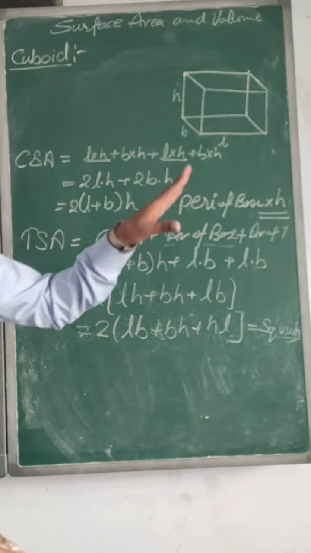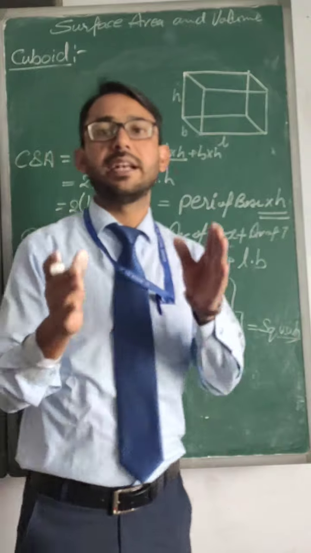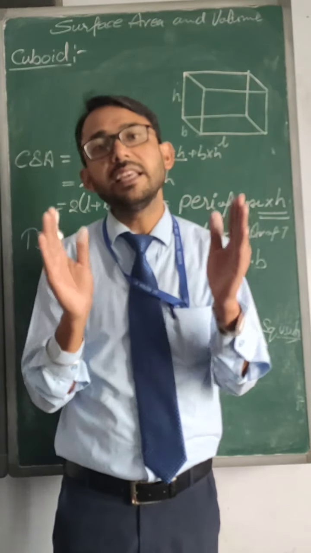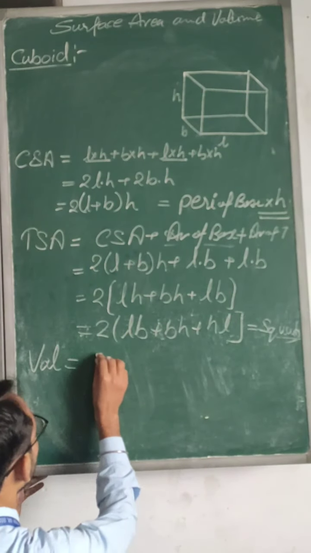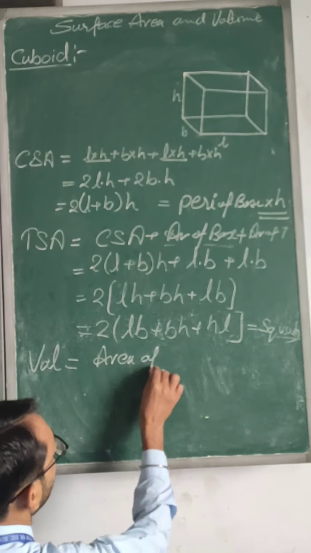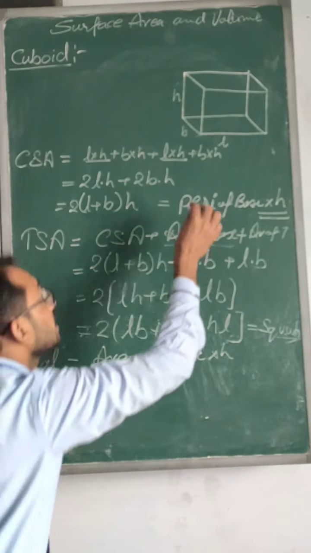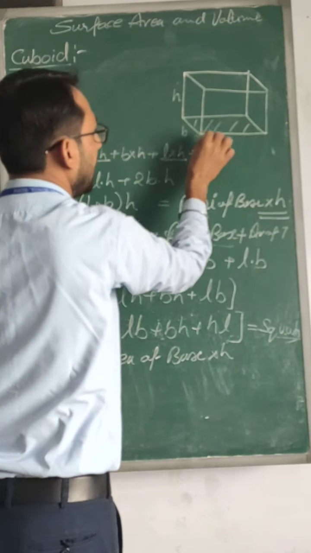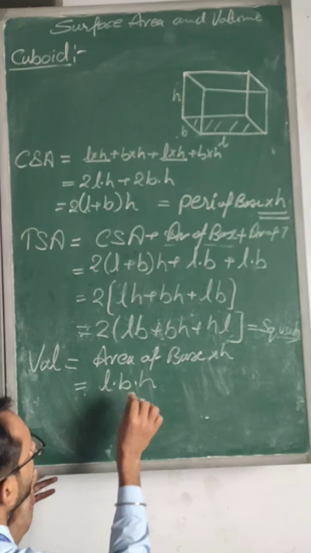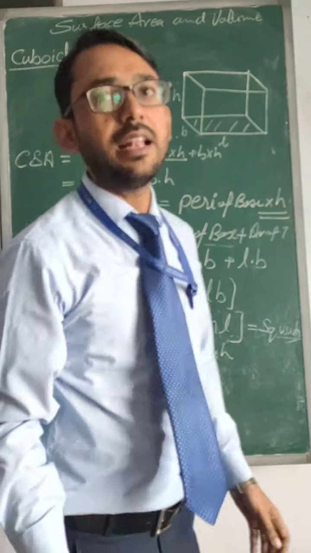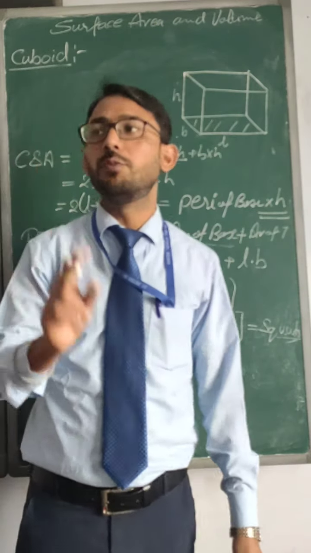Then we need to go to the volume. As I have told you already, the volume of any regular figure is area of base into height. So the area of the base of this particular cuboid will be L into B, into height. So it will be LBH. L into B into H will be the volume of the cuboid.